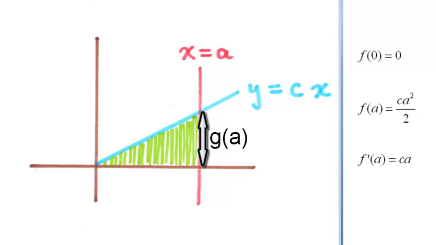But I would like to understand directly why f prime of a is the height g of a. So think of a as that value of x where you stop. The idea is that a slight increase in the stopping point results in a slight increase in the total area. So the bigger the height at the stopping point, that is to say the bigger g of a is, the greater the increase in area if you increase that stopping point just a little bit.